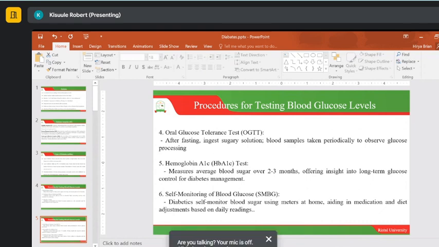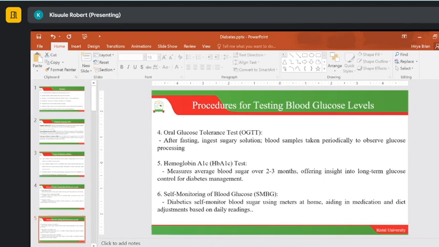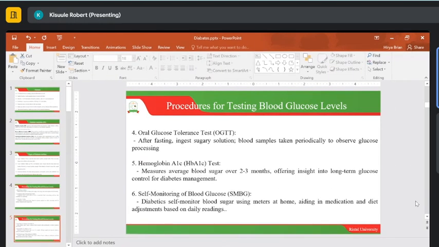Right, then also we have the hemoglobin A1C, or you could call it the HbA1c test, and this measures the blood sugar levels over 2 or 3 months, offering an insight into the long-term glucose control for diabetes management. Really, we will see that this one is for the long term, but the fasting blood glucose I've been telling you about is for the short term, as we will see later on.